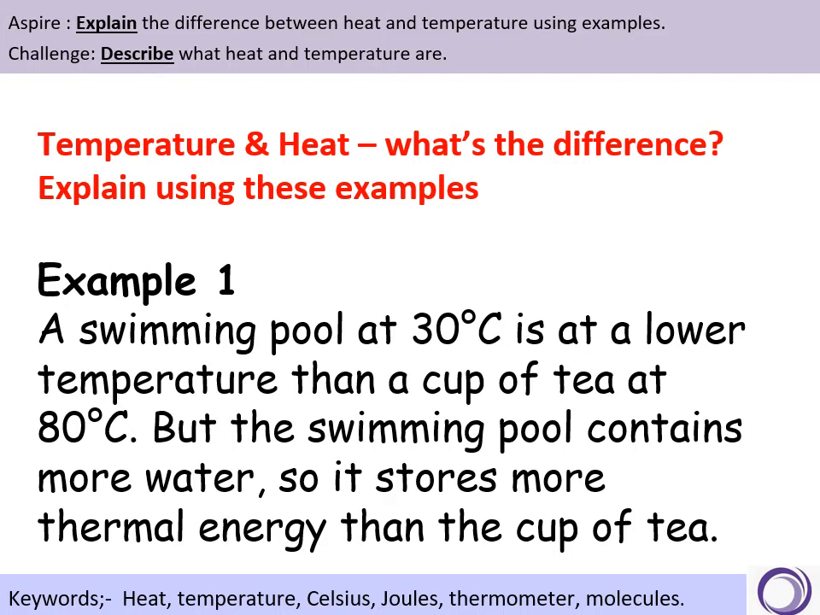Let's have 10 seconds to think about it, and I'll explain it again. So think about this. A swimming pool at 30 degrees is at a lower temperature than a cup of tea at 80 degrees. Now that makes sense. But the swimming pool contains more water, so it stores more thermal energy than the cup of tea. So if it's got more thermal energy, why is it not at a higher temperature? Let's have a look.